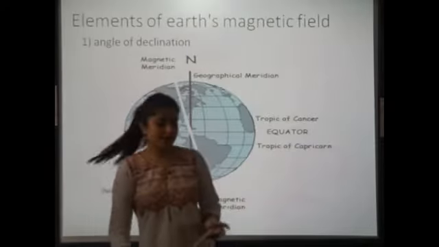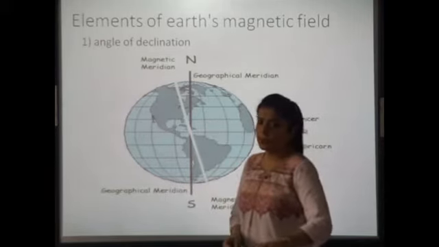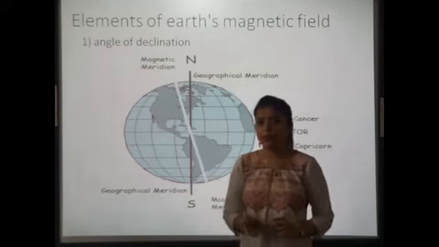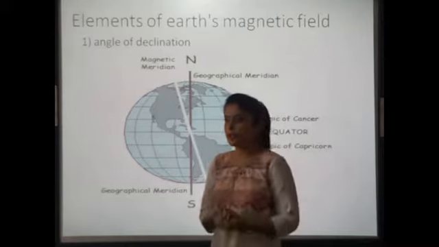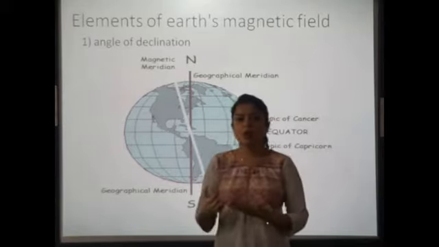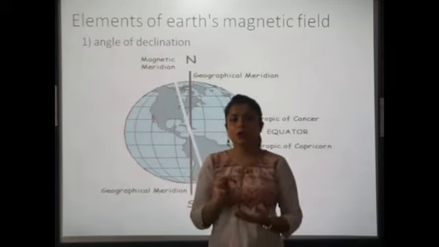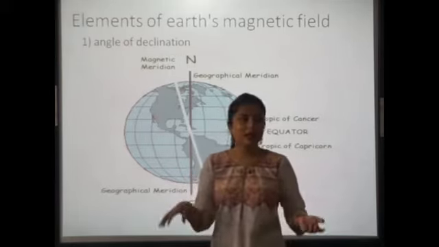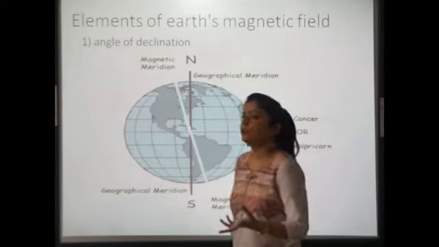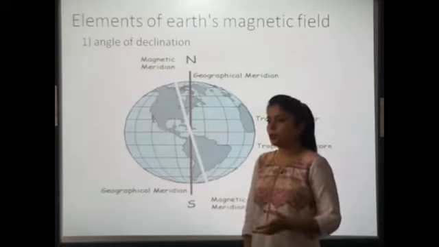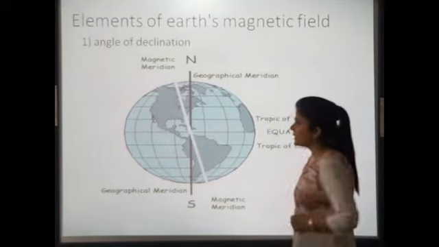Now the next topic will be elements of Earth's magnetic field. There are different elements of Earth's magnetic field. Why are these known as elements? Because if we can find the elements of Earth's magnetic field, then we will have an idea of the strength of Earth's magnetic field, and at any place on the Earth we can find the Earth's magnetic field. Now, the first one is the angle of declination.